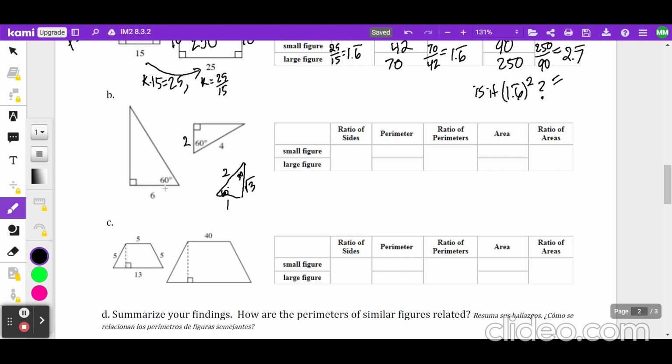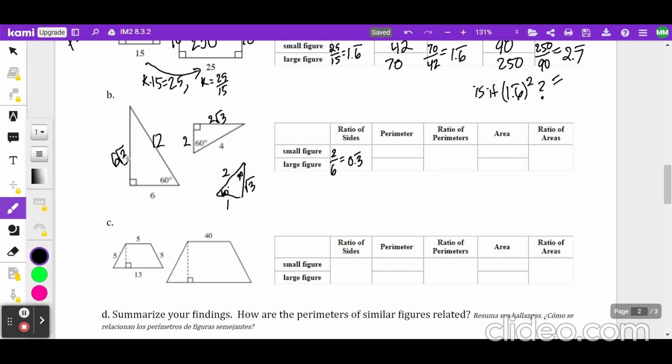I'll do small over large. 2 over 6, which is 1/3, which is 0.3 repeating. Let's find the perimeters. In order to find the perimeters, I have to add everything up. So this is going to be 2 root 3. This side's 12 because it's 6 times 2. And this side is 6. Oopsie.